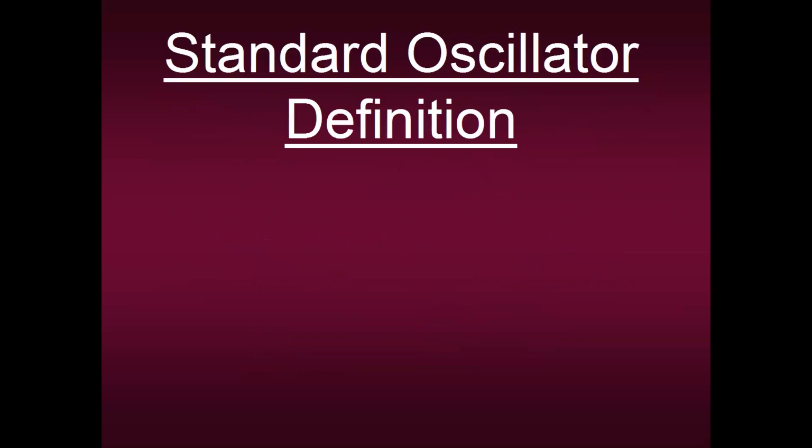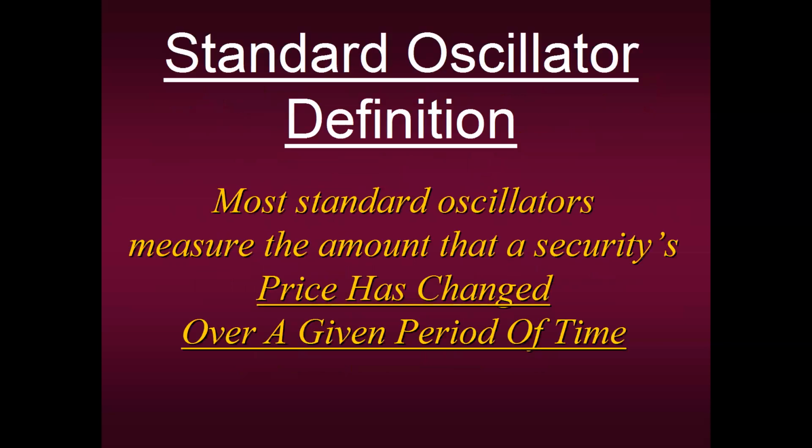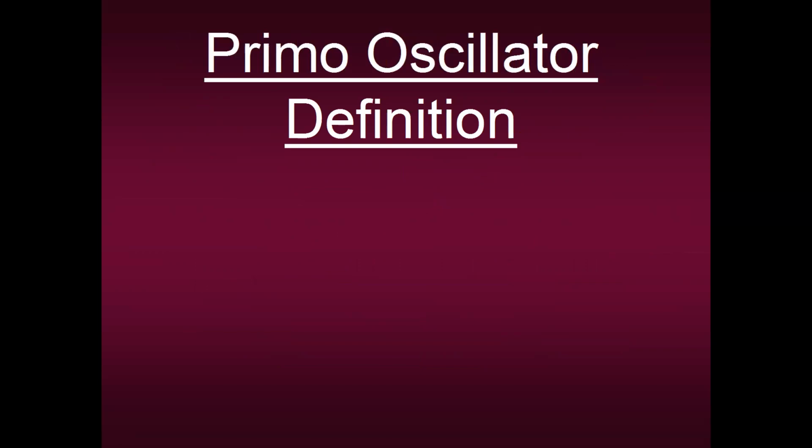Let's first define what the standard oscillator definition is. Most standard oscillators measure the amount that a security's price has changed over a given period of time. So we're basically looking to see what the closing price is, and then we're measuring that amount over a given period of time.